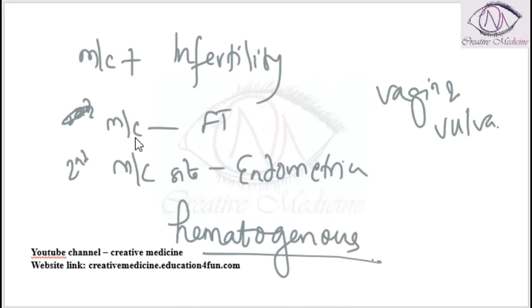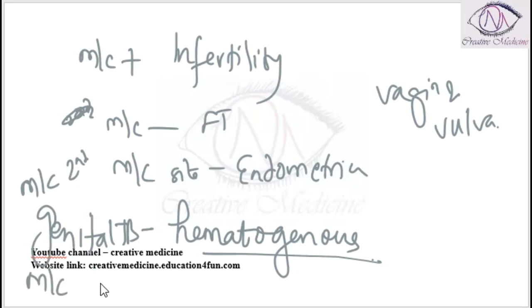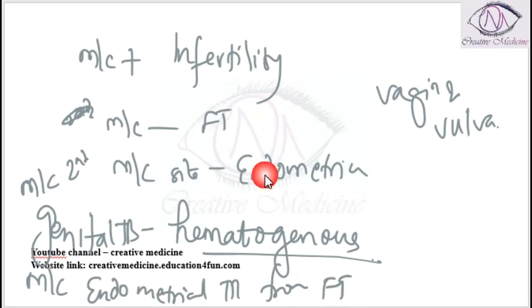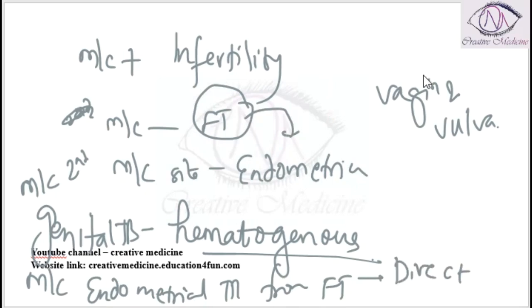Now, there is one little confusion. The most common route of genital tuberculosis is hematogenous spread. The most common route of endometrial tuberculosis is from the fallopian tube, by direct spread to the endometrium, whereas the least common site is obviously the vagina and vulva.